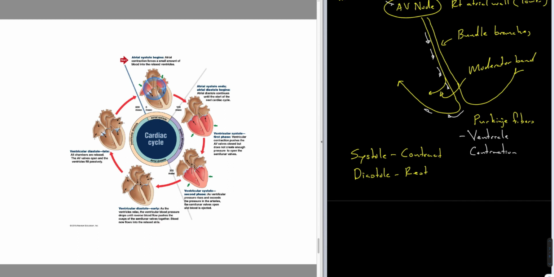So we'll have the closing of the semilunar valves once we rest, then the opening and closing of the AV valves once the ventricles start to contract. So contract atria, contract ventricles, rest. Contract, contract, rest.